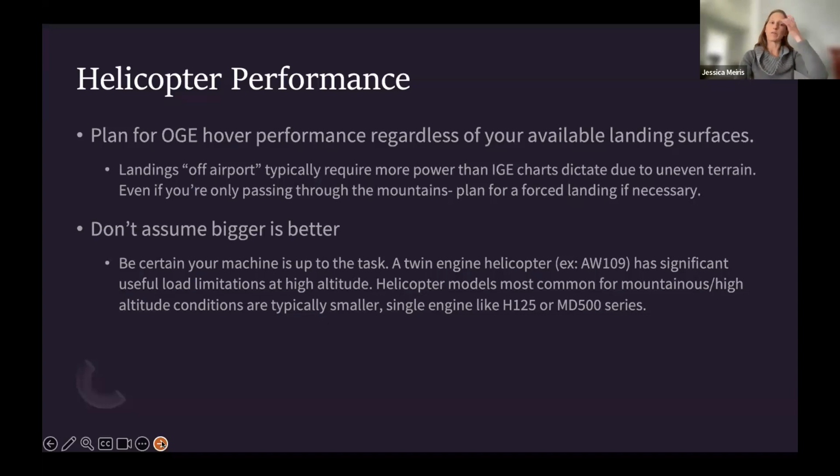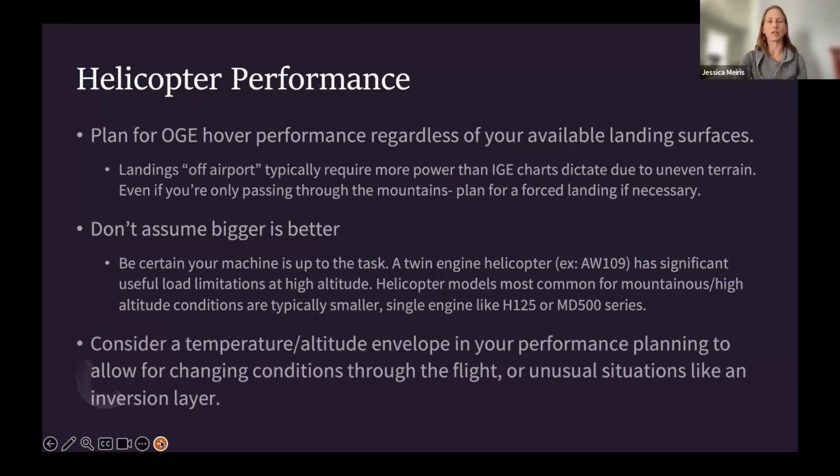And don't always assume that bigger is better. Having our machine be up to the task is a critical component of this: not only our person, but our environment and our machine. Often a larger helicopter isn't the better choice for mountain environments. It doesn't always equate to better performance or more power. That's why a lot of the common helicopter models you'll see in mountainous terrain for search and rescue or things of that nature are smaller single engine helicopters. The H-125 is a great example, and the MD-500 series is another good example. Good bang for your buck in terms of mountain and high performance.